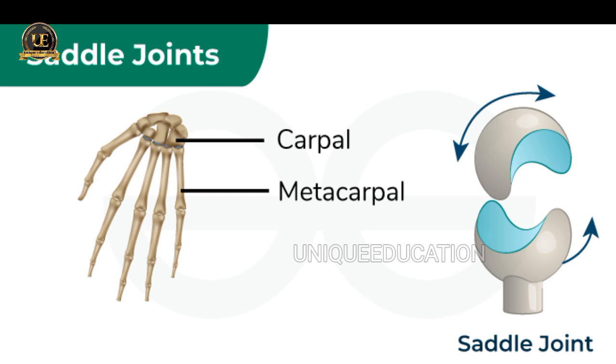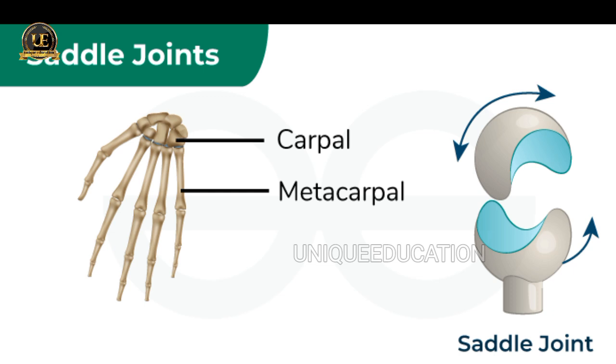A saddle joint, also known as a sellar joint, is a type of synovial joint that allows movement in two planes, flexion, extension and abduction, adduction, without allowing for rotation. This type of joint is characterized by the concave-convex shape of the articulating surfaces, which resemble a saddle.